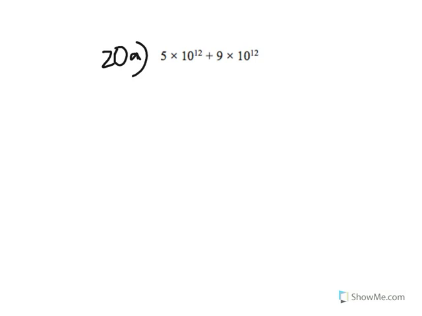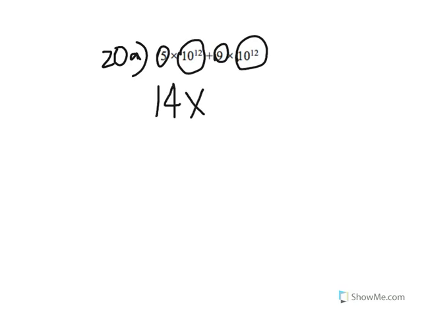When you're adding two numbers in standard form, if the powers are the same, all you need to do is add the two numbers together. So you get 14 into 10 to the power of 12, and 10 to the power of 12 remains constant.